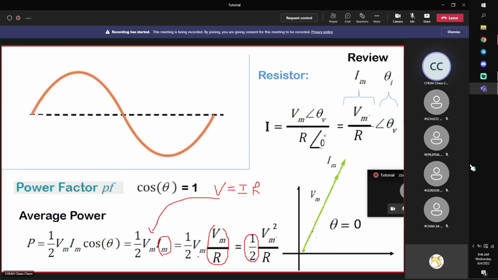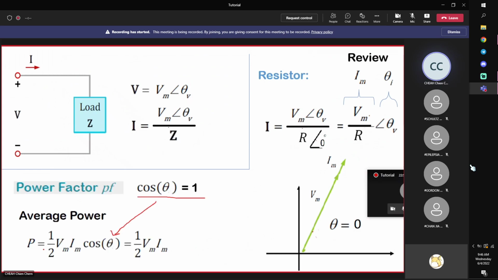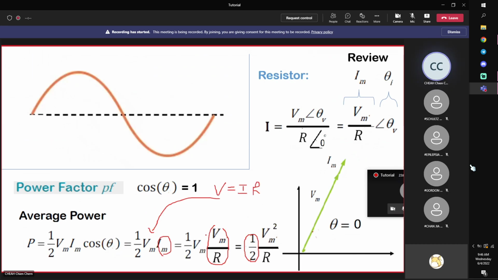The only difference is that here we have a half, and that was derived from the average power, half VmIm cosine theta, with cosine theta equal to 1. Therefore, we can calculate the average power by simply knowing the peak values. This is because there's no phase difference between them. So remember, for resistors, you can calculate your average power in various forms: half VmIm, or half V squared over R, or even half I squared R.